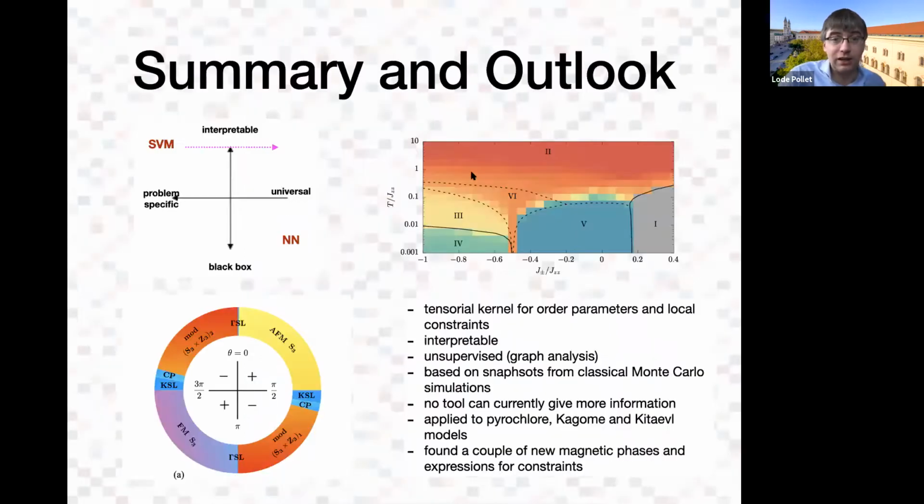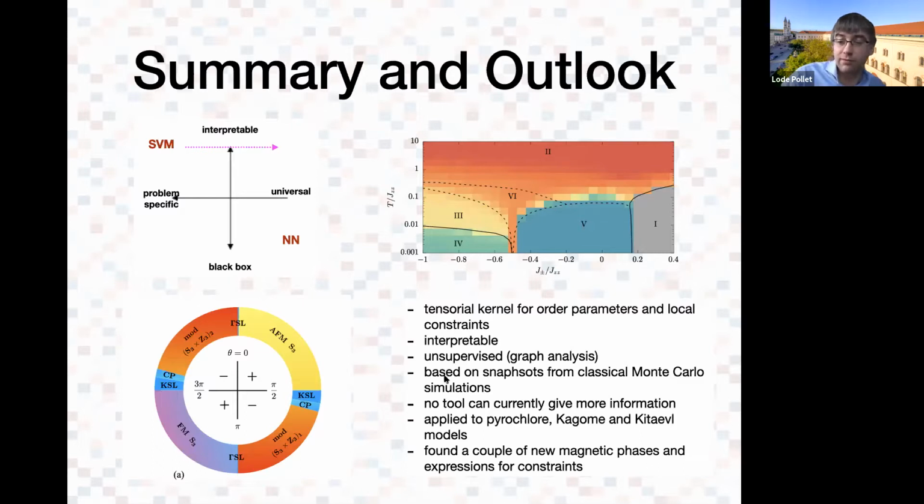And so with this, I'd like to conclude. So what I presented you, our TK-SVM, is a tool in which we try to make the SVM not just interpretable, but also universal and unsupervised. It can capture all local order parameters and local constraints. It is interpretable, so we were able to learn order parameters explicitly. It's unsupervised because of the graph analysis.